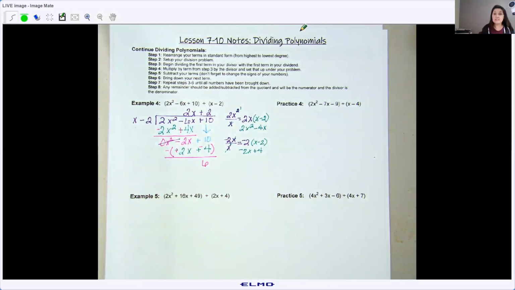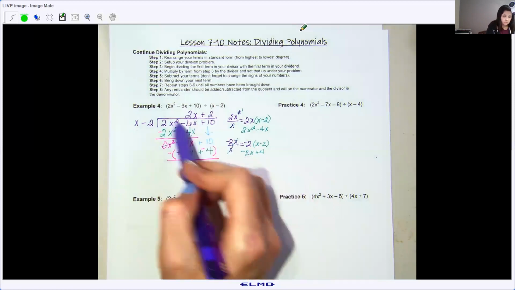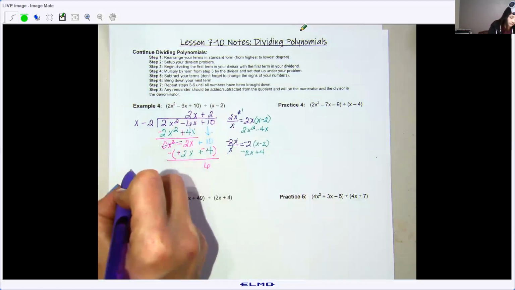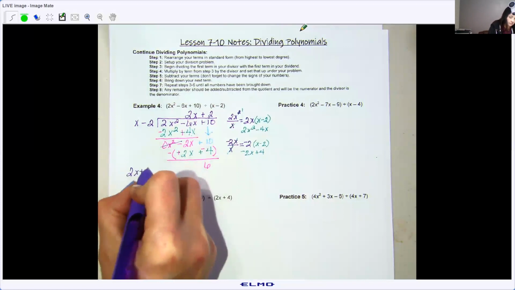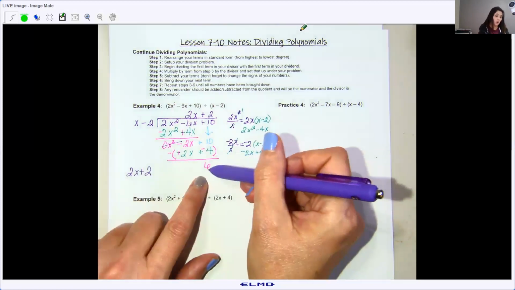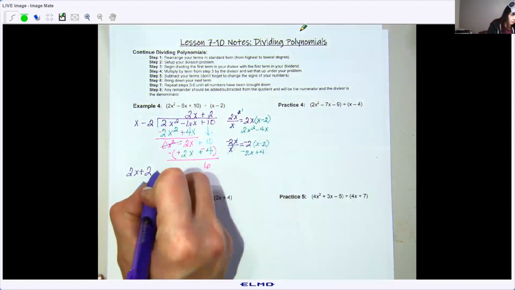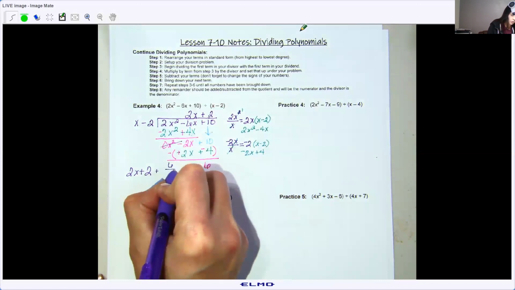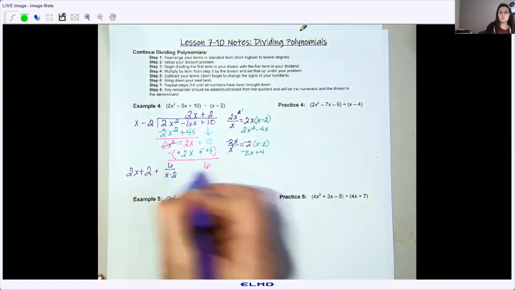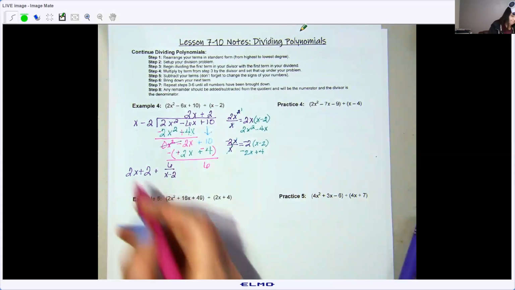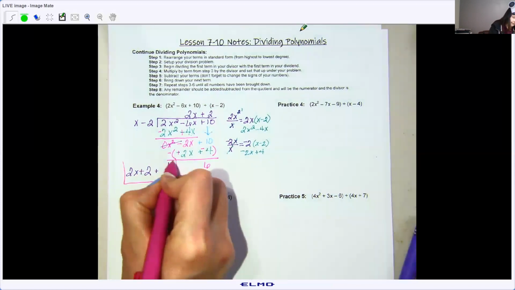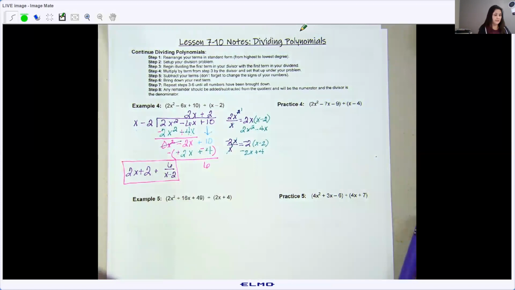Okay, we have divided every term in this problem. So the next thing that we do is we write our quotient up here, 2x plus 2, with our remainder over our divisor. Now this is a positive 6, so we put plus 6 over x minus 2. And that is your answer to this division problem.